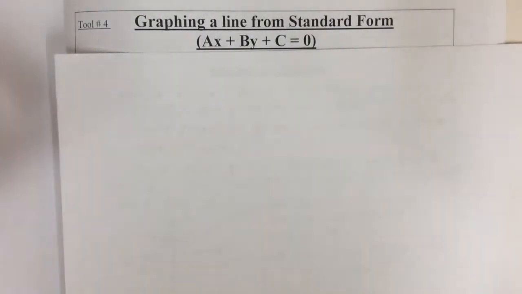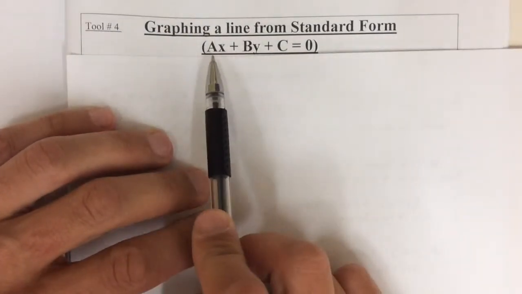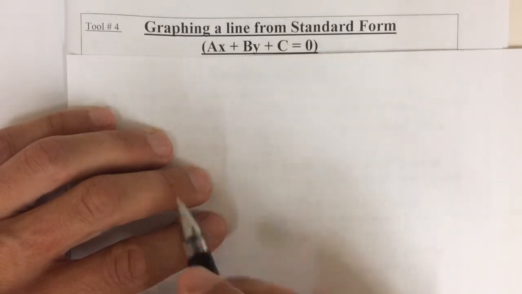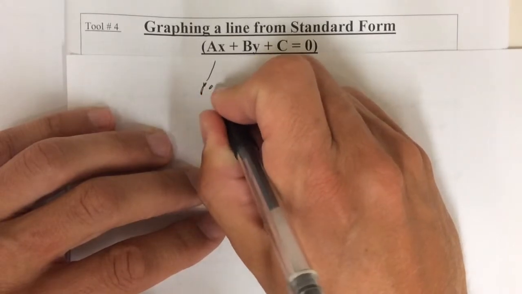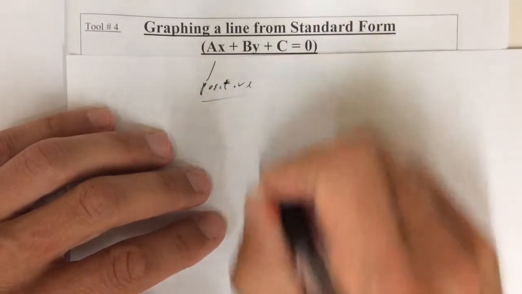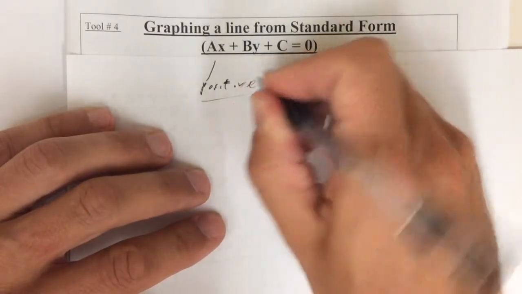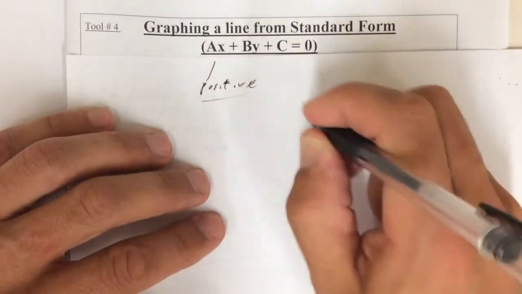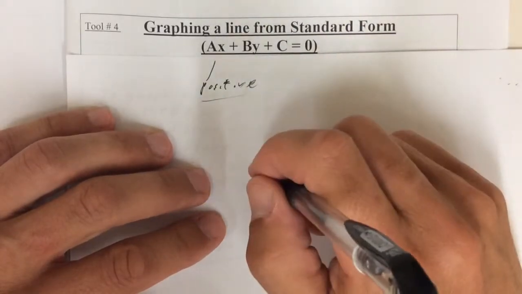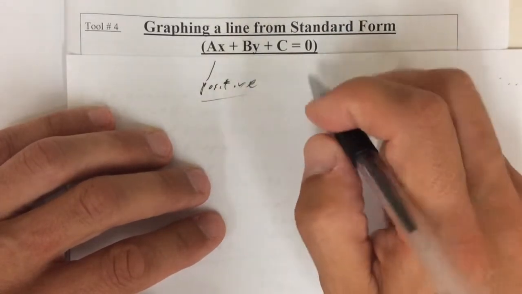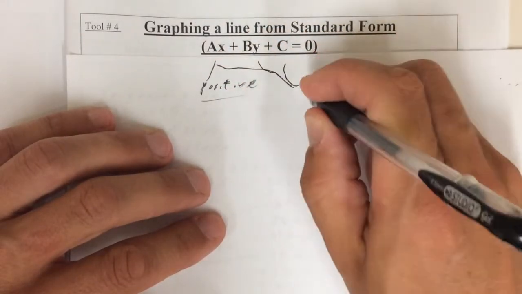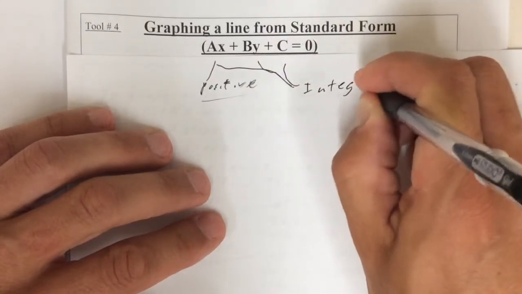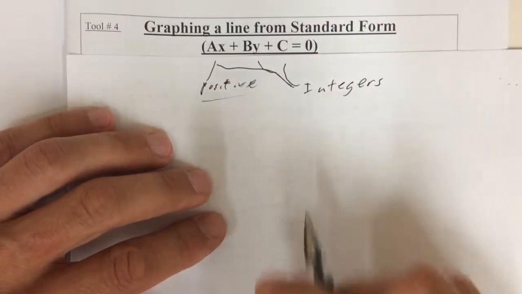Alright, this video is for graphing lines from standard form. Standard form is written as Ax plus By plus C equals 0, where A is always positive, and A, B, and C are all integers. So whole numbers, positive or negative.